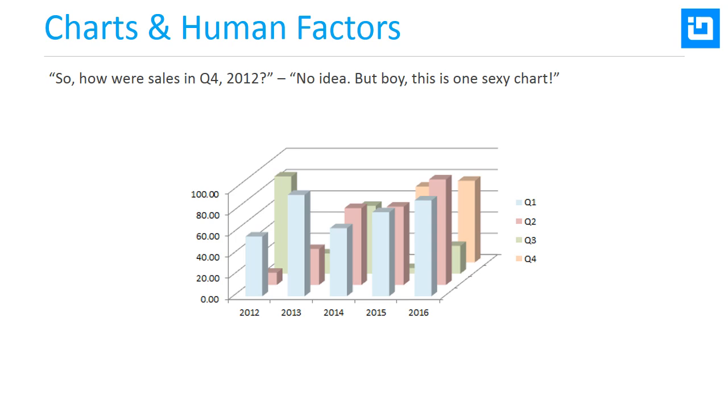Let's talk a little bit more about 3D visualizations. Here I have a really cool looking 3D chart, and now the question is, how were sales in Q4 2012? It would be somewhere behind these two columns that are of no interest to me whatsoever. So I cannot really tell, I have no idea. But hey, this thing looks really, really good.